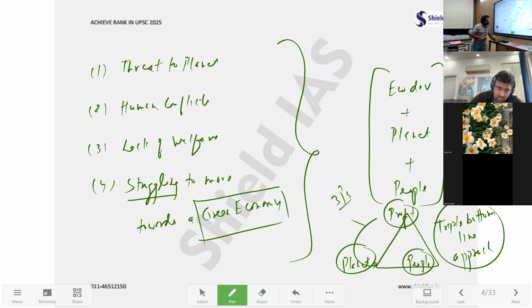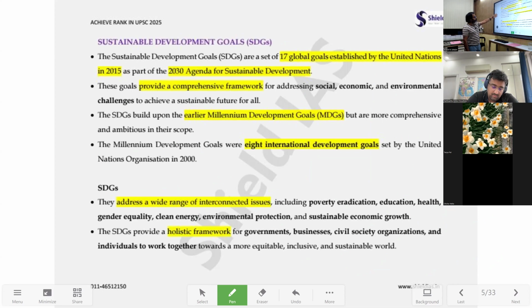Okay, so this is an introduction that you can write in the examination with respect to the concept of development. Now, let's see the theoretical part, which is there in the notes. For example, what are SDGs? Sustainable Development Goals are a set of 17 global goals established by the United Nations as a part of the 2030 Agenda for Sustainable Development. So, these goals provide a comprehensive framework, that means a very broad-based framework. Now, what we were discussing, it should be including social dimension, economic dimension, and environmental dimension to achieve a sustainable future for all.